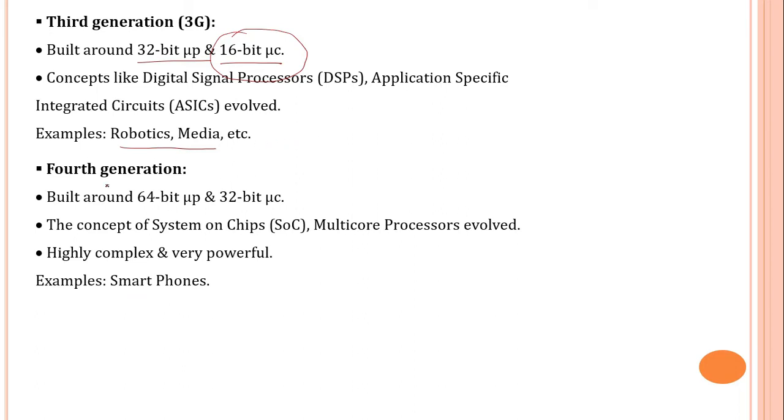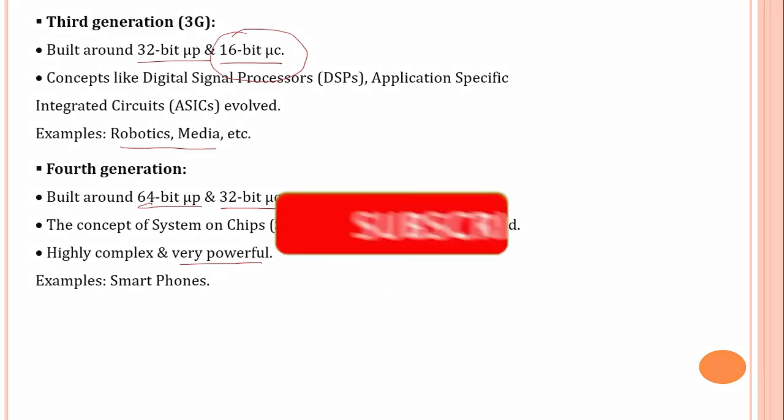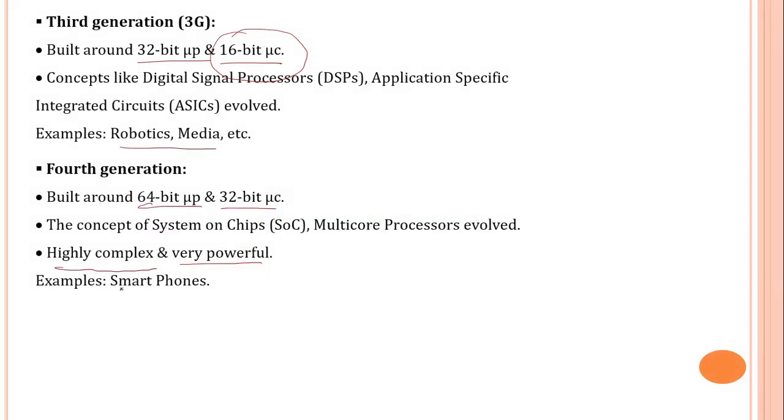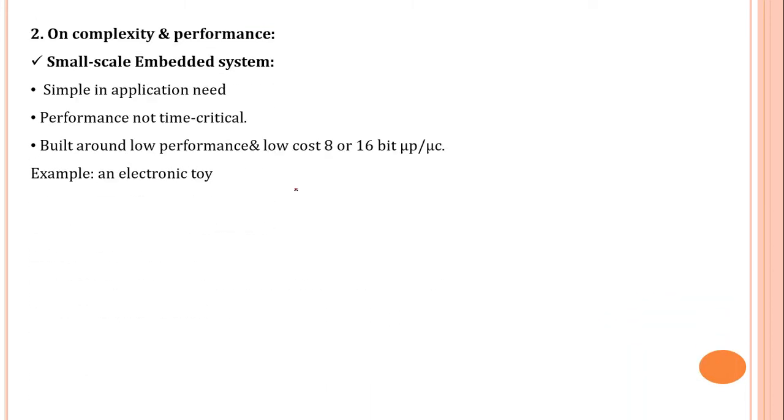In the fourth generation, these devices are made up of 16-bit microprocessor and 32-bit microcontroller. The concepts of SoC and multi-core processors are included in the fourth generation embedded devices. The complexity level is more in case of fourth generation, but the performance level is more powerful compared to the first, second, and third generation. The example for the fourth generation is the smartphone. So these classifications are based on the generation: first generation, second generation, third generation and fourth generation.